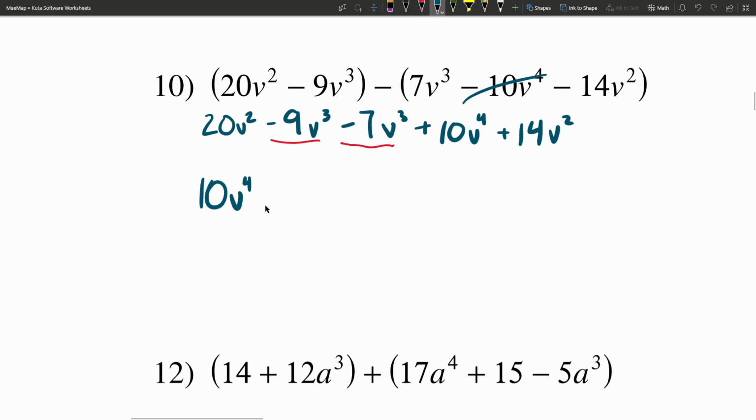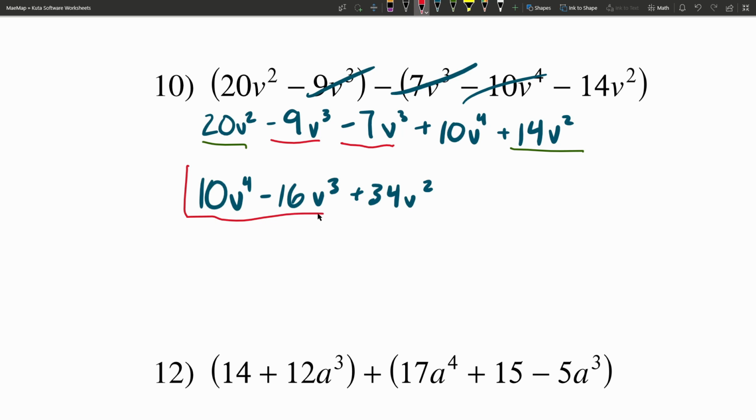So we're going to have minus 16v cubed. So again, if we want to cross stuff out, we took care of this term and we took care of that term. Now our last two terms both have a v squared. So we're going to combine 20v squared with a positive 14v squared to get plus a 34v squared. So our solution for number 10 is 10v to the fourth minus 16v cubed plus 34v squared.